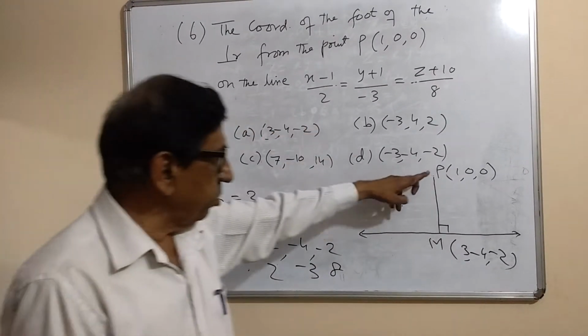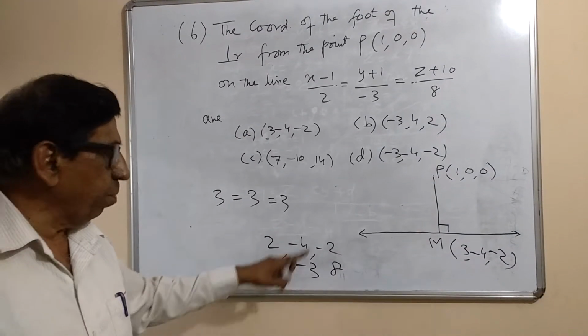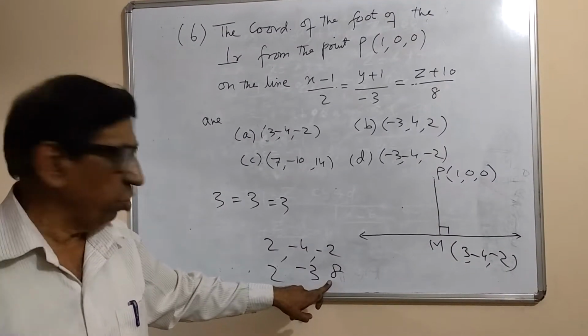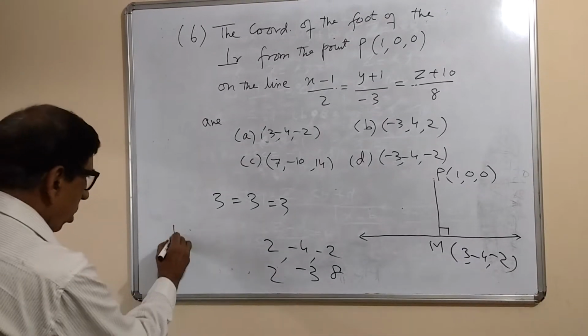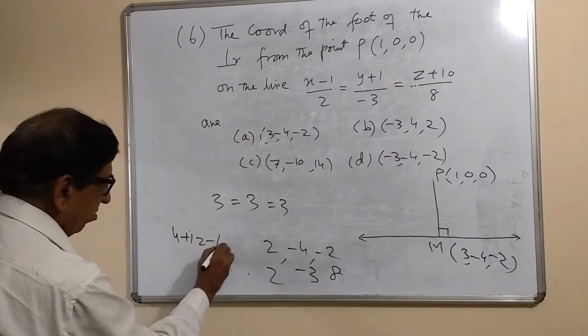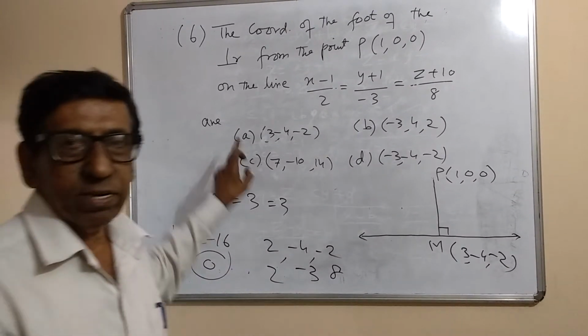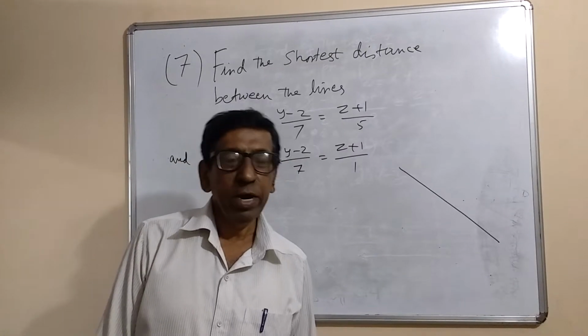If this is perpendicular, then the relation A1 A2 plus B1 B2 plus C1 C2 must be equal to 0. So 2 2s are 4, 4 3s are 12, and minus 16, so it is 0. Means A option is correct. Now we are taking the 7th shortcut.